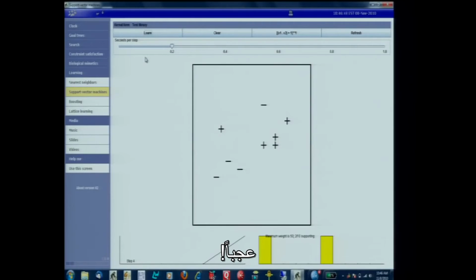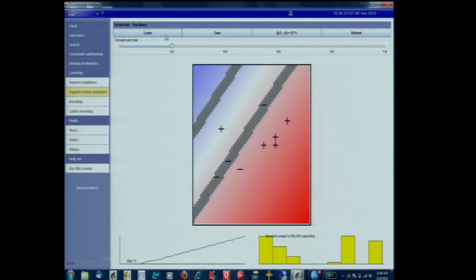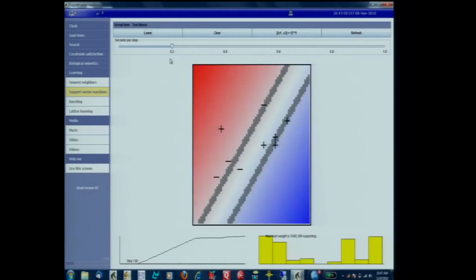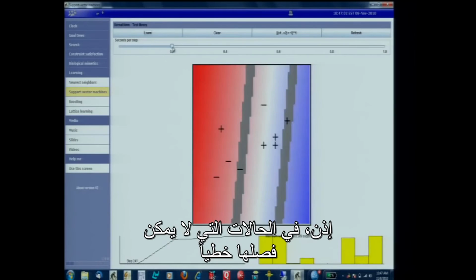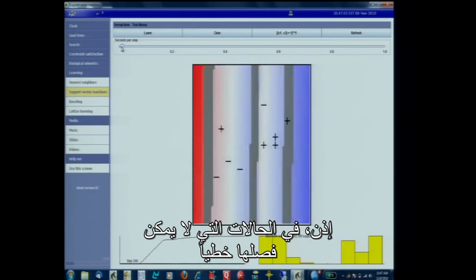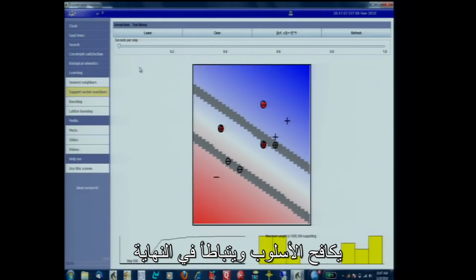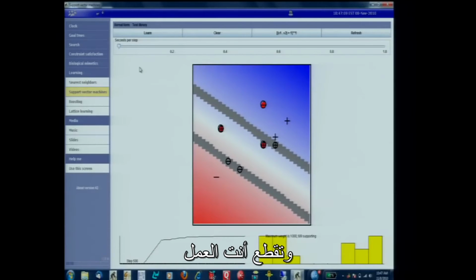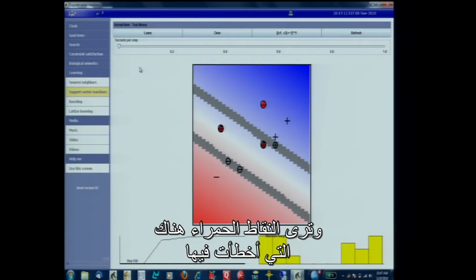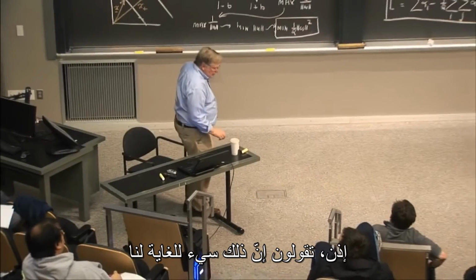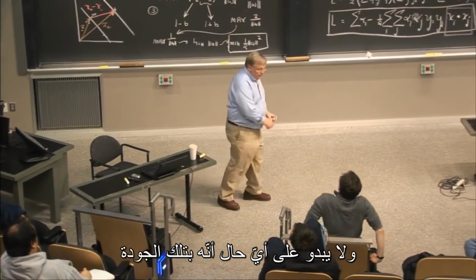Oh, what do you think will happen here? Well, we're screwed, right? Because it's linearly inseparable. Bad news. So in situations where it's linearly inseparable, the mechanism struggles and eventually will just slow down, and you truncate it because it's not making any progress, and you see the red dots there are ones that it got wrong. So you say, well, too bad for our side, doesn't look like it's all that good anyway.